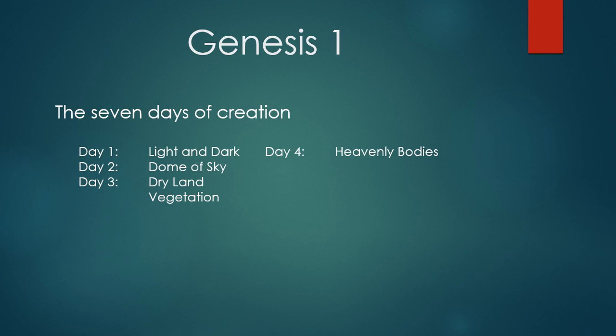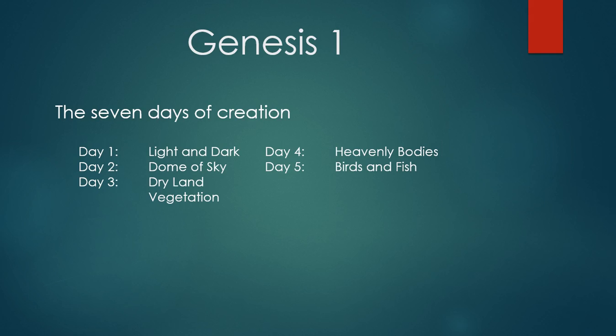And then vegetation is created on this third day as well. Okay, finally, on day 4, we're going to have creation of the heavenly bodies. And as I pointed out briefly before, the heavenly bodies are significant not only because they create light and darkness, but perhaps more importantly, they establish the sacred calendar that God has instituted.